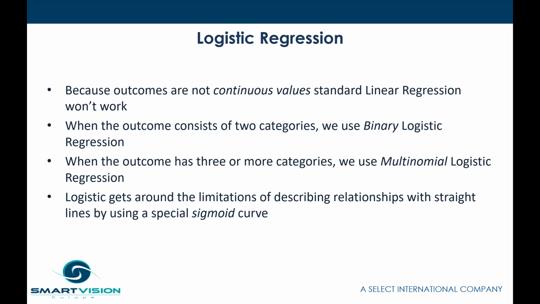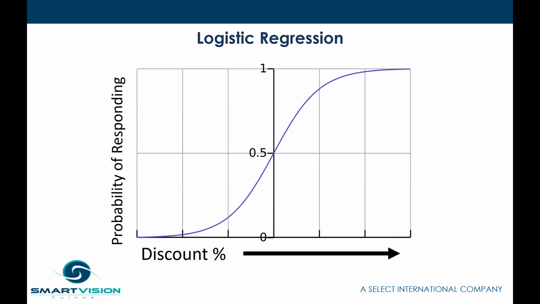And logistic regression gets around the limitations of describing relationships with straight lines when you're trying to predict just a two-category outcome, because it uses a non-linear approach. It uses what's called a sigmoid curve. And the sigmoid curve looks like this, and the sigmoid curve relates probability to some sort of stimulus, some sort of variable.